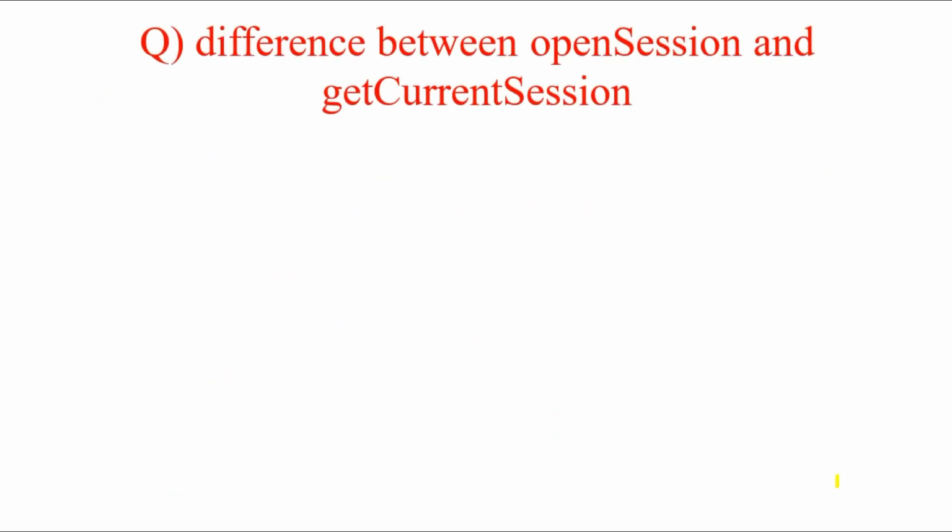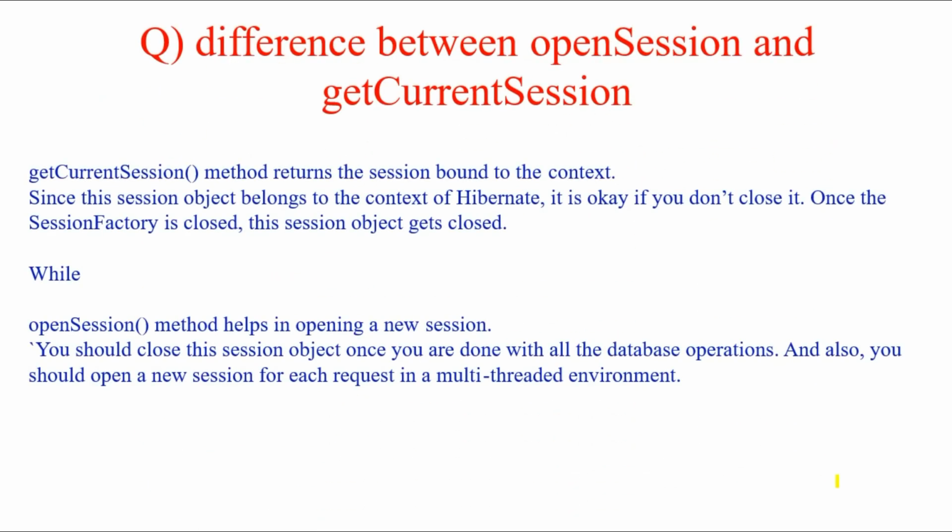The 7th important question which arises: what is the difference between openSession and getCurrentSession? This is a very common question which is asked, but you need to get into the concepts of it. getCurrentSession actually returns the current context session, that is the current session which is going on. So this session object belongs to the context of Hibernate, so it is okay if you don't close it. Once the session factory is closed, this current session will automatically get closed. So you don't have to explicitly write code to close it.